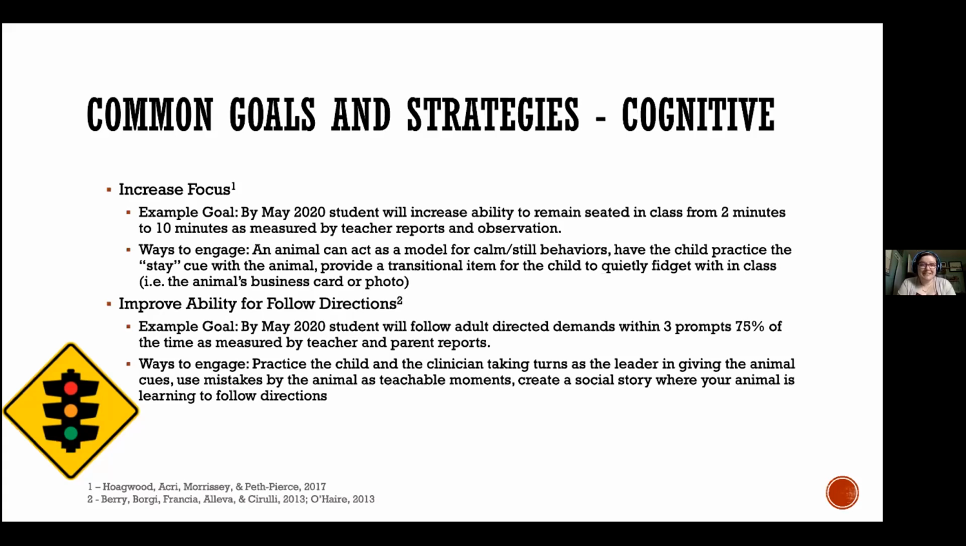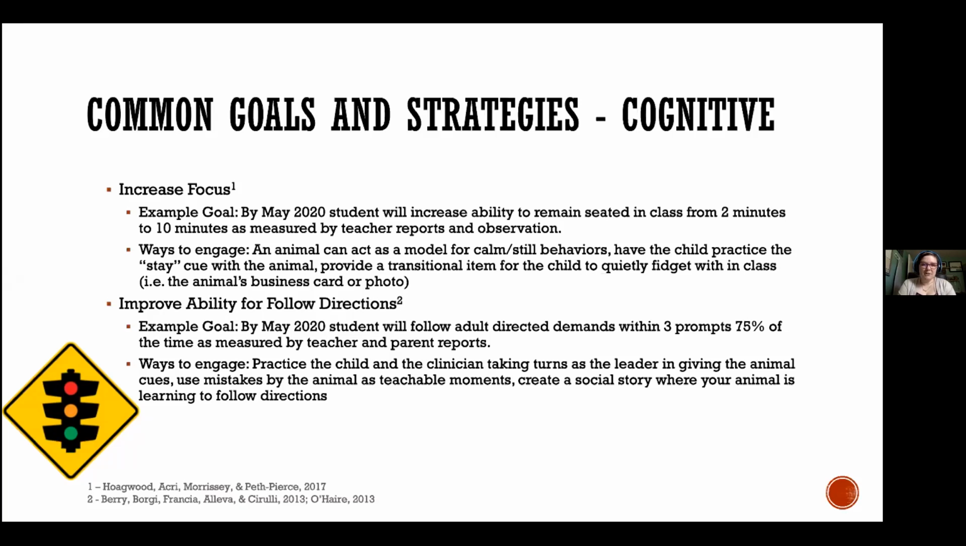Another common goal that we see is following directions. And so there's lots of ways to engage your therapy animal when there's a goal around following directions. And I think it's important also to note that clearly a lot of these different strategies or ways to engage can go on multiple goals. So there might be ideas that pop into your head and they show up later on in the PowerPoint. So I hope that maybe at the end too, other people can share ideas that they have.